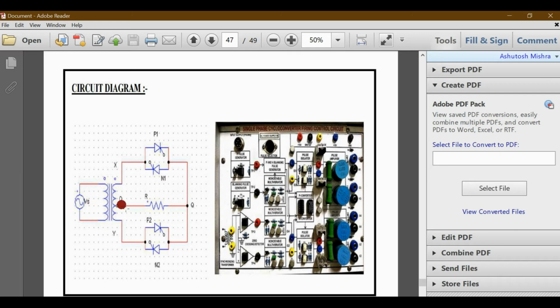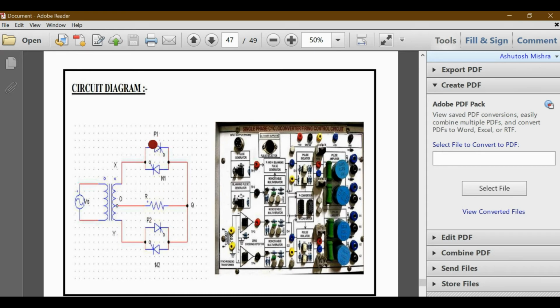This is the transformer. The number of turns is already set. Then this is the X point, this is the Y point, and here P1 and N1 thyristors are connected in the upper branch, and P2 and N2 thyristors are connected in the lower branch. So you see P1 and P2 are the positive set of thyristors.